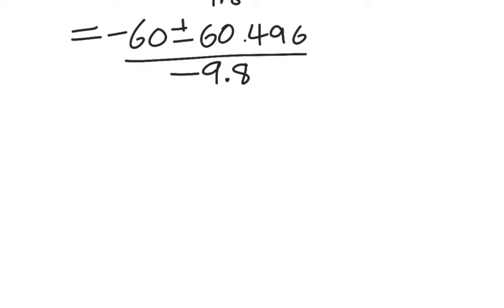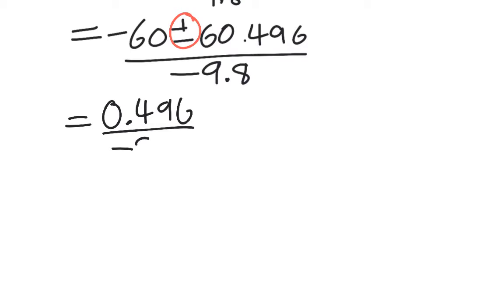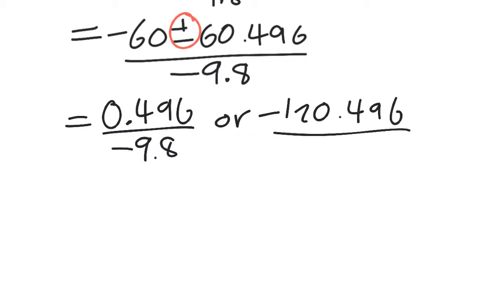So now we're going to have to use this plus or minus. So negative 60 plus 60.496 is 0.496 over negative 9.8. While negative 60 subtract 60.496 happens to be negative 120.496 over negative 9.8.